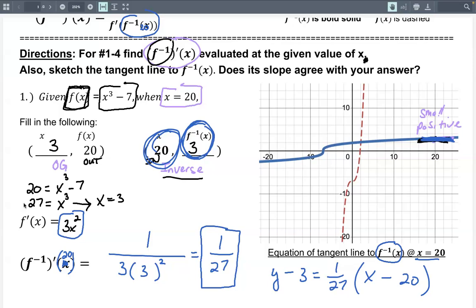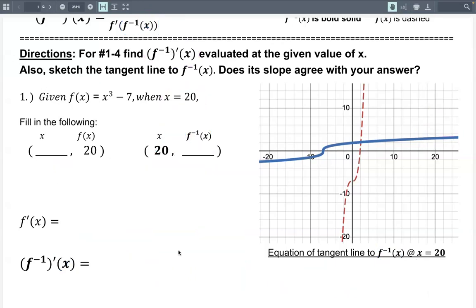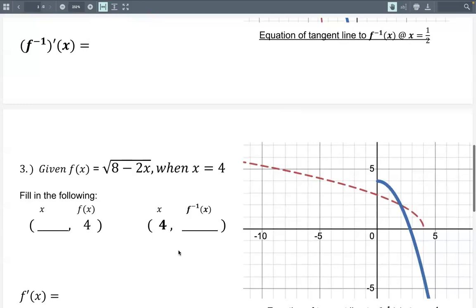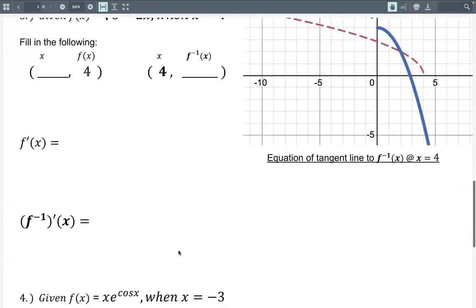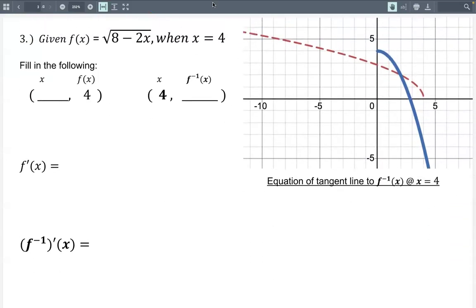All right, next we will skip down to number 3 for variety. Okay, in number 3, first we're going to take a look at the graph. So we're looking for the derivative of the inverse of f when x is 4. So again, the square root function, f of x, the OG, that's in red, and the inverse of that is plotted in blue. So when x equals 4 on the blue function, we are over 4 down here.